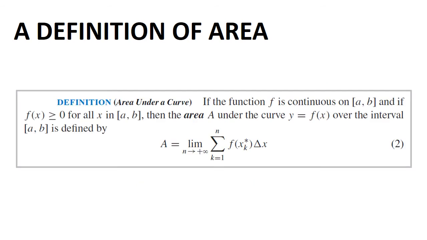Okay, so formally, ang definition ng area under the curve is ito. If a function f is continuous on interval ab, and if f of x is greater than or equal to 0 for all x in ab, then the area under the curve y equals f of x over the interval ab is defined by area equals the limit of summation ng f of x star k delta x from k equals 1 to n as n approaches positive infinity. Yan yung definition natin ng area under a curve.